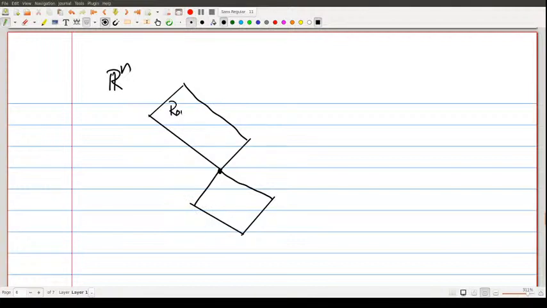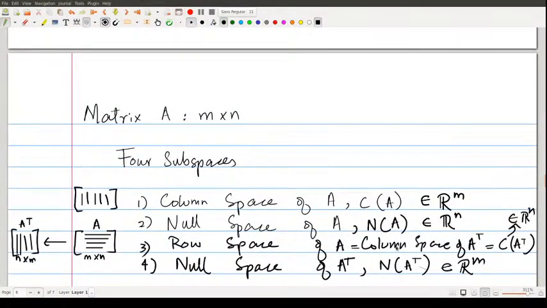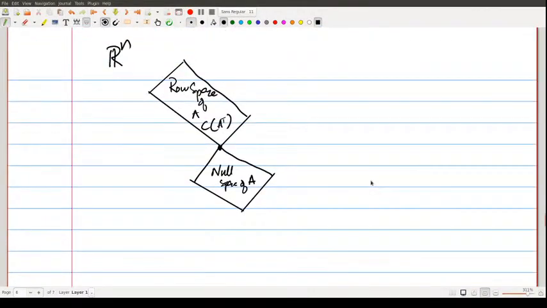So this is the row space, and this is in Rn. The row space of A, which is basically the column space of A transpose, and this is the null space of A, or null space of A transpose. So the row space of A is in Rn, and the null space of A is also in Rn. So this is how they look. And the other ones are in Rm. This was in the Rn domain, and in Rm we have two spaces.